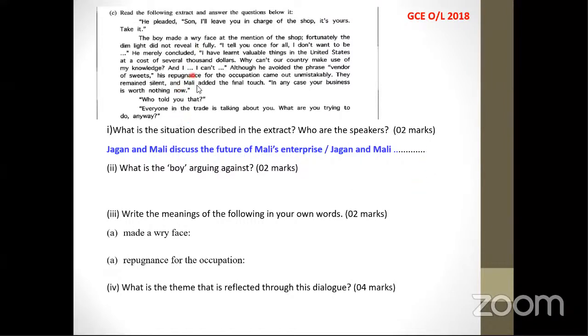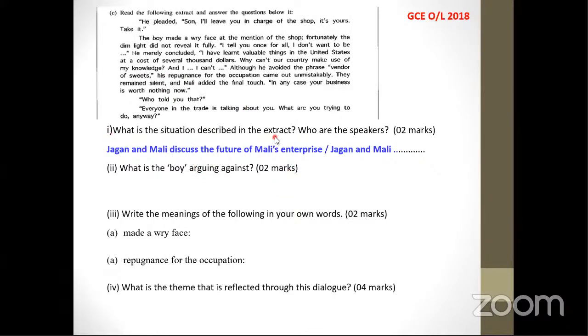And we see Jagan and Mali. At the beginning, in Jagan's voice, he speaks: son, I will leave you in charge of the shop. And then towards the end, Mali speaks, and even in between he is speaking, because he says here, I have learned valuable things in the United States at a cost of several thousands. Why can't our country make use of my knowledge? So it's a question of education and using gained knowledge. We also have the same problem, right?